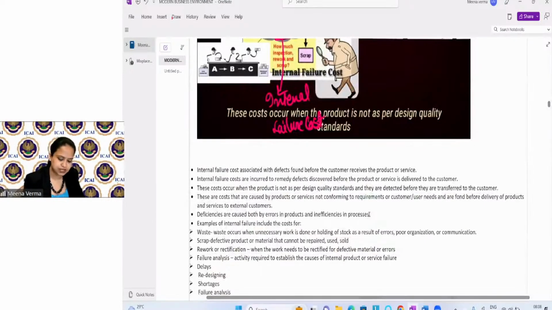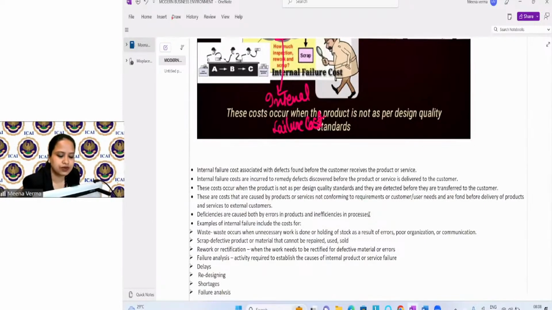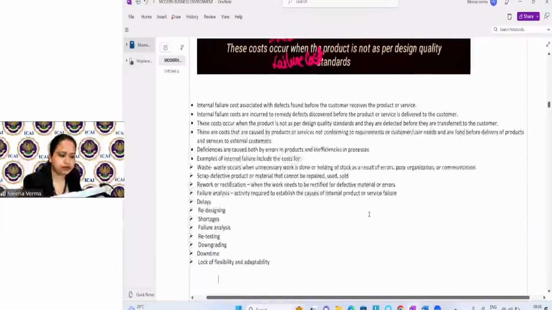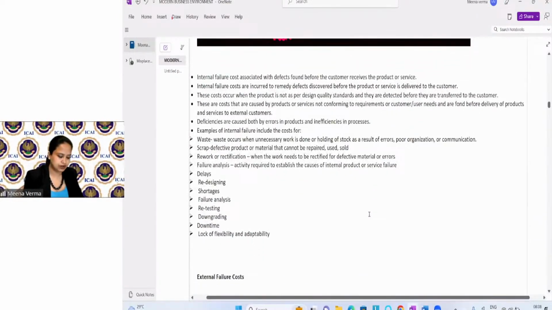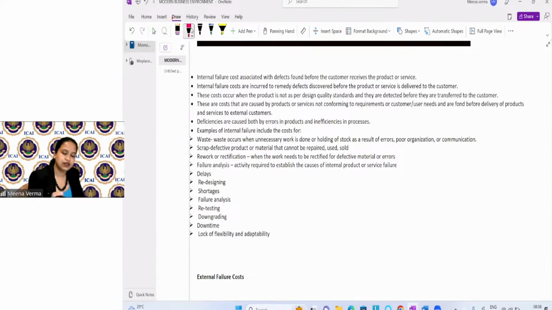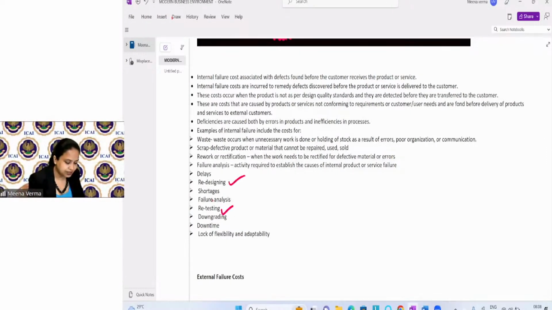Okay, and let me show you some examples also of internal failure cost. So what we have discussed, when we are producing defective units and we have to do the rework, whatever cost we incur on rework will be internal failure cost, right? So it is mentioned, see, retesting and redesigning, delays, failure analysis, rework cost, rectification cost, waste, right? So you can see downtime, downgrading, it is all related to internal failure cost.